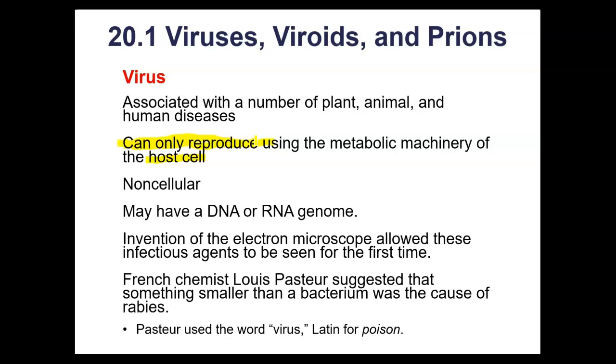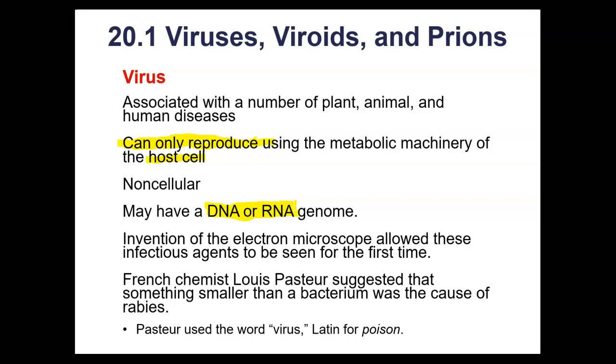So a virus does have its own DNA or RNA. So you can see here, it may have a DNA or RNA genome. So it's going to have a nucleic acid, but it may not be DNA, it may be RNA, okay? But that RNA has to copy, and then the genes in the virus that code for making new virus particles are going to also have to be copied, and then they're going to have to be expressed.